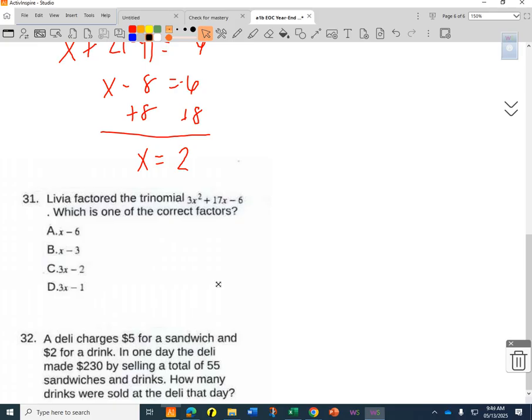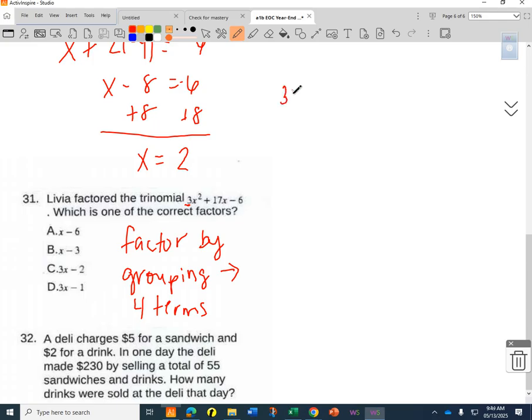Lydia factors a trinomial, 3x squared plus 17 times x minus 6. Which one of these is one of the correct factors? So there can be two factors. One of these is a factor. This is a trinomial with a coefficient on that first term of 3. So the way we're going to factor this is by grouping. Now, if you remember, how many terms is the expression supposed to have if we factor by grouping? 4 terms, right? Ours only has 3, so we're going to rewrite it as a 4-term polynomial.